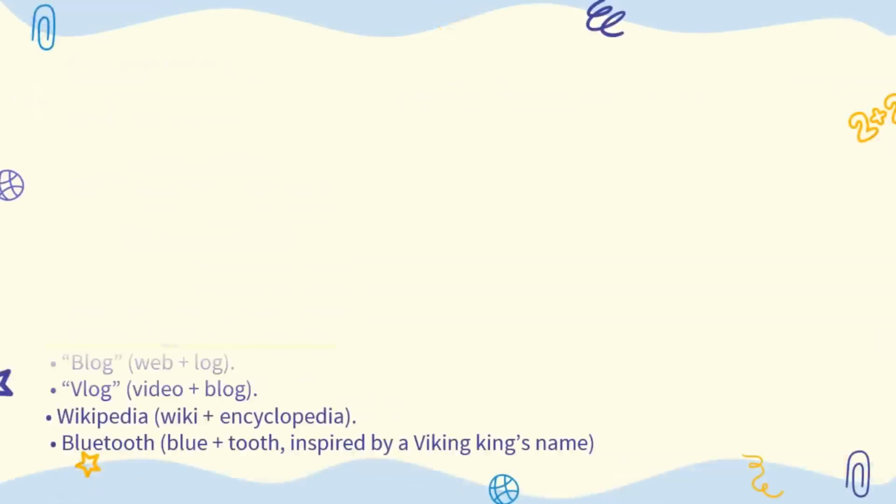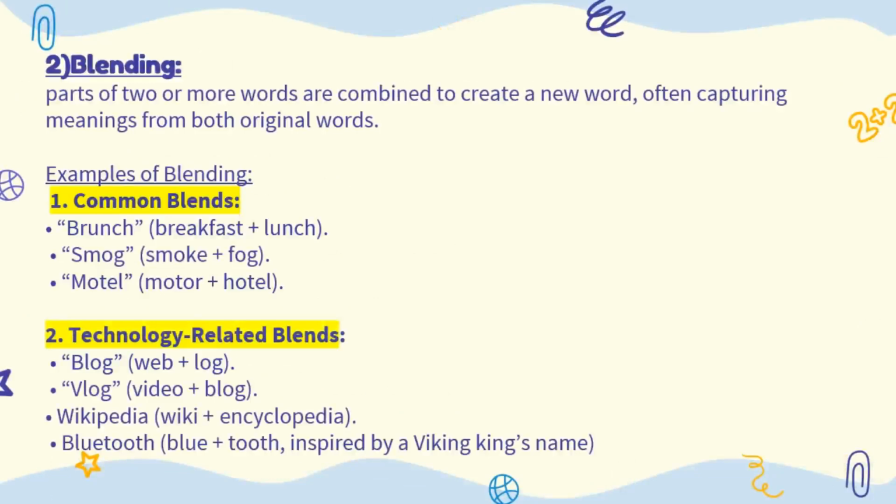Now we will talk about the second type of word formation in morphology, which is blending. Blending: parts of 2 or more words are combined to create a new word, often capturing meaning from both original words. First, we have common blends. Like brunch, it's breakfast plus lunch, smog, smoke plus fog, motel, motor plus hotel. Second, technology related blends. Blog, web plus log, vlog, video plus blog. Wikipedia, wiki plus encyclopedia. Bluetooth, blue plus tooth, inspired by a Viking king's name.